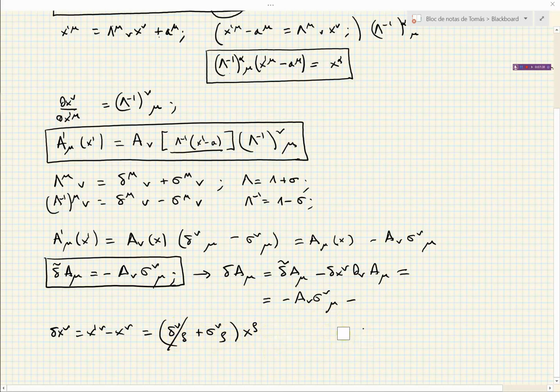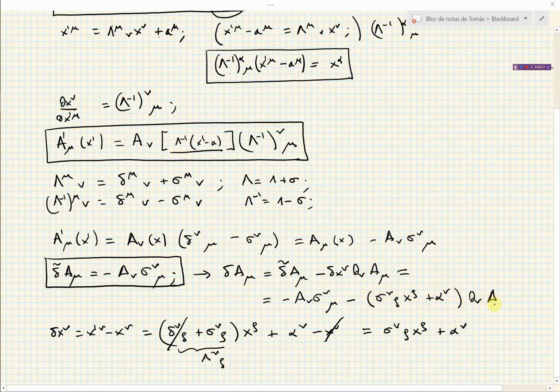This is the infinitesimal lambda nu rho, but there is still an infinitesimal translation, so there is an x nu minus alpha. So this is alpha nu minus x nu, which is still cancelled with this, and the infinitesimal transformation has this form: sigma nu rho x rho plus alpha nu. So this is sigma nu rho x rho plus alpha nu, and this multiplied by partial nu A mu.